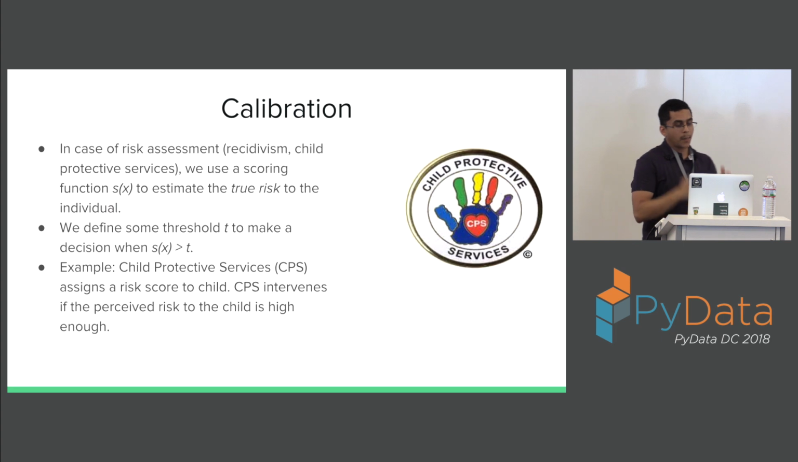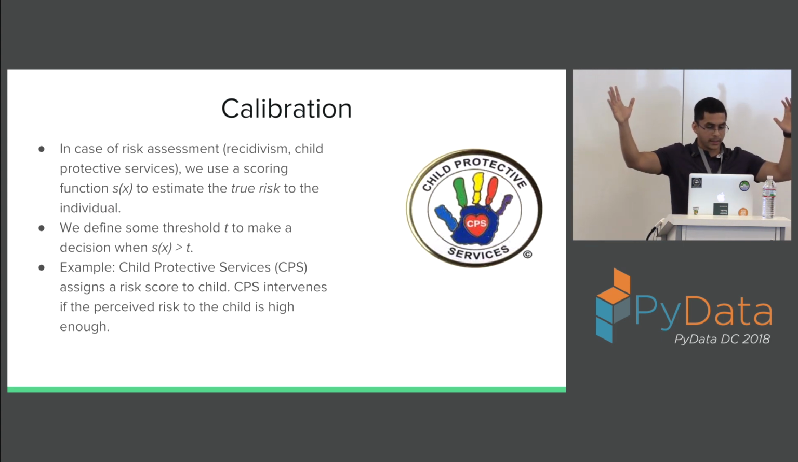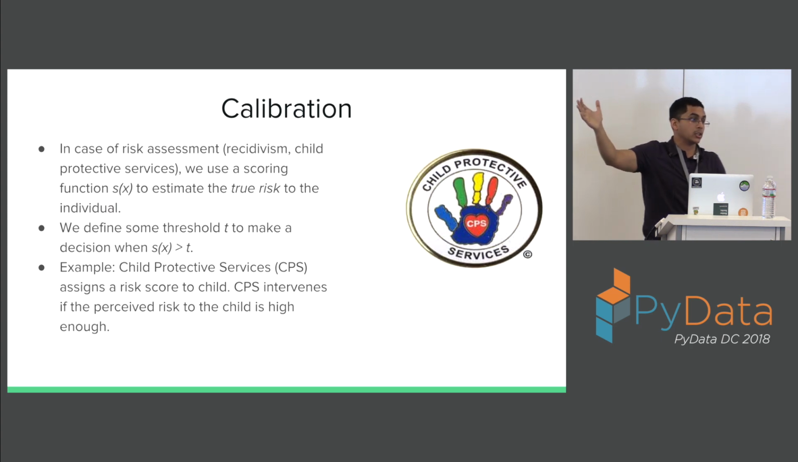So for example, child protective services assigns a risk score to children. This is a score going from 1 to 20. 1 means the child is pretty safe in that household. 20 means the child is in serious danger, a super high risk environment. And CPS intervenes if the risk to the child is high enough.